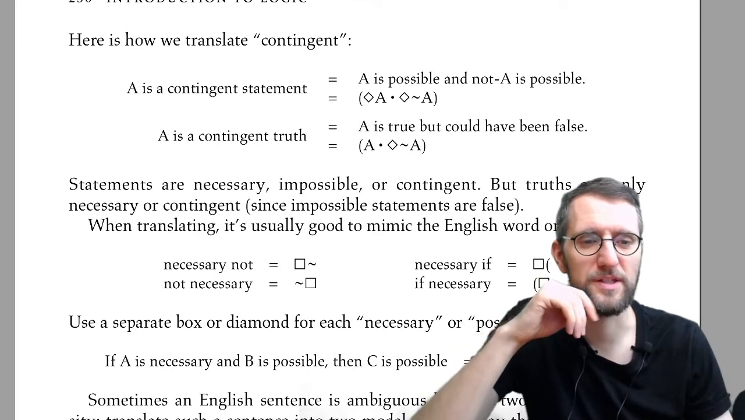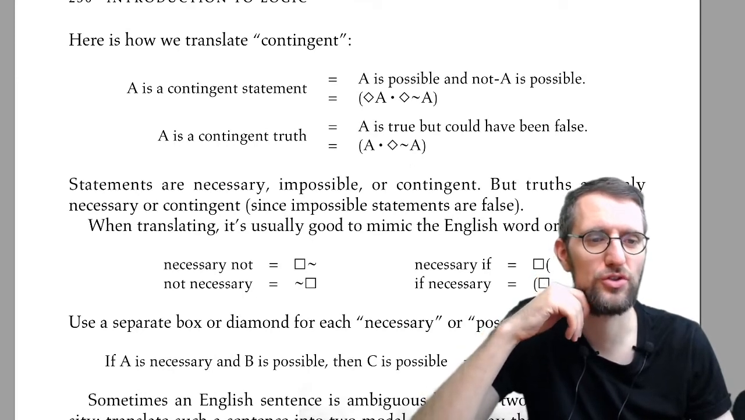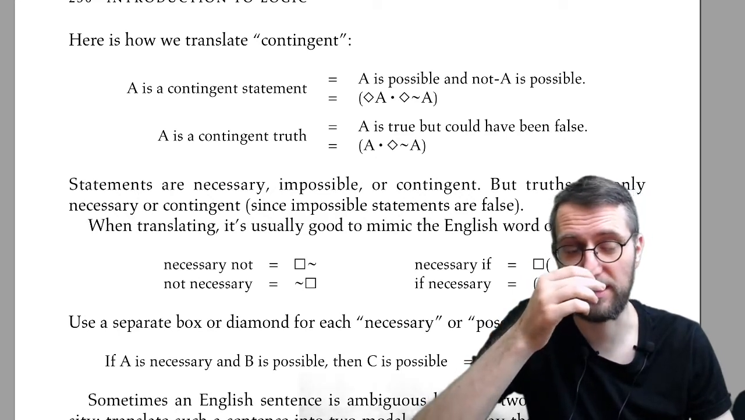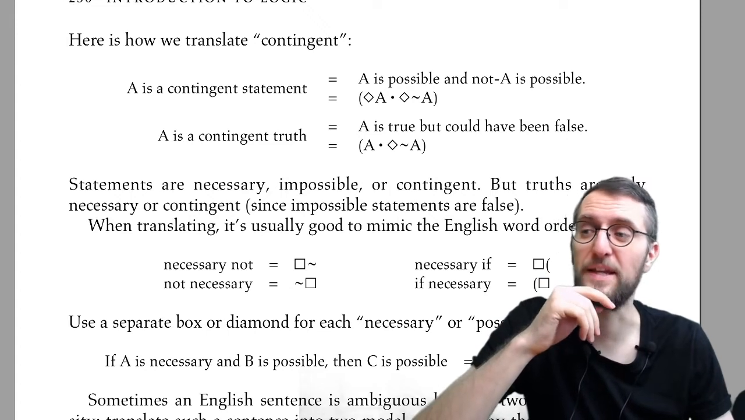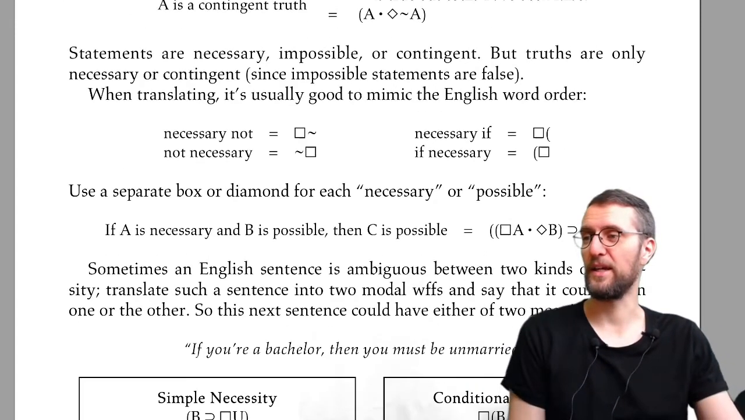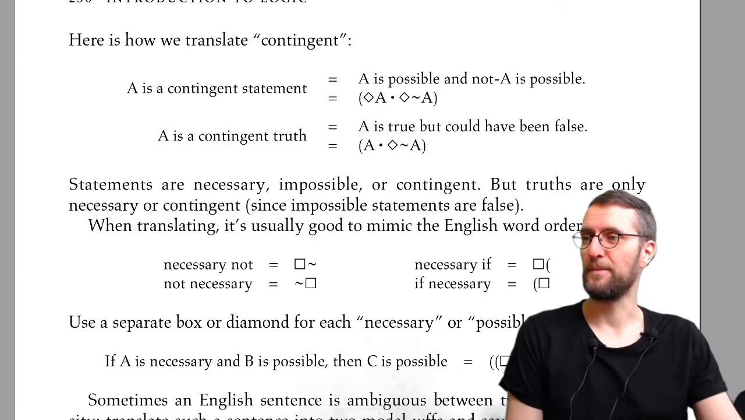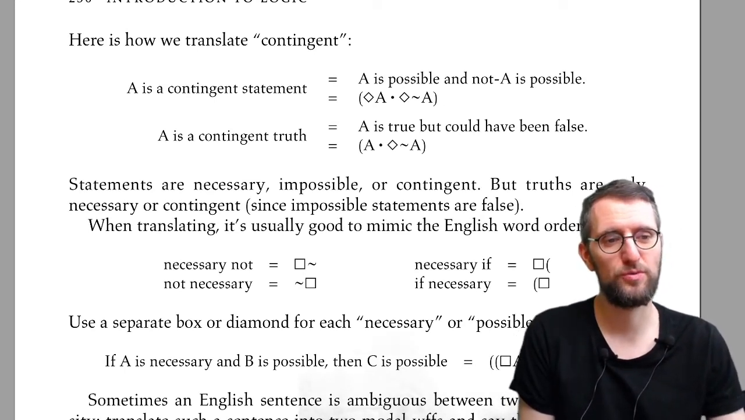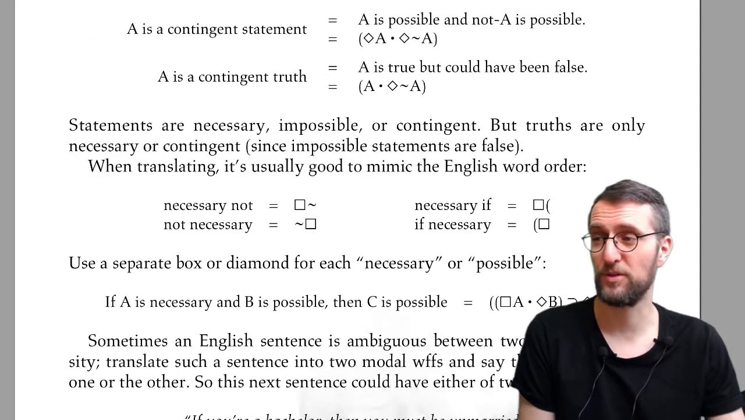Here's how we translate contingent. A is a contingent statement. It's possible that A, and it's possible that not A. So A is a contingent truth. A is true but could have been false. A, and it is possible that not A. So we have A and it's possible that not A.